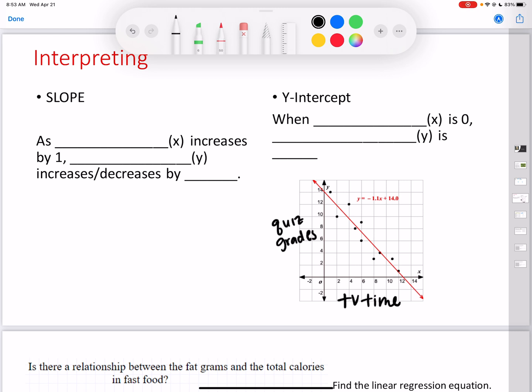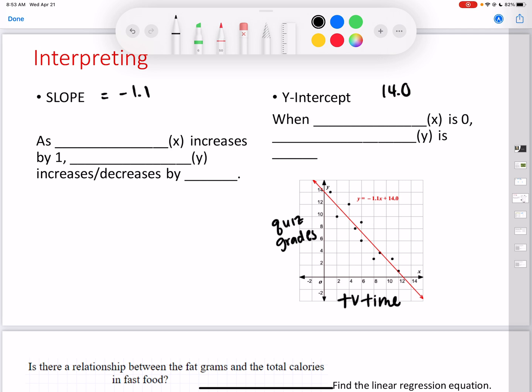So I see right here that this is probably a strong negative correlation. I'd say that it is going to be a linear correlation, and it already gave me my linear regression line. So my slope for this one was negative 1.1, and my y-intercept was 14.0.